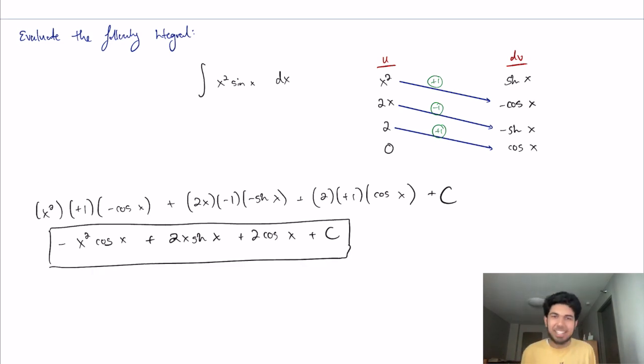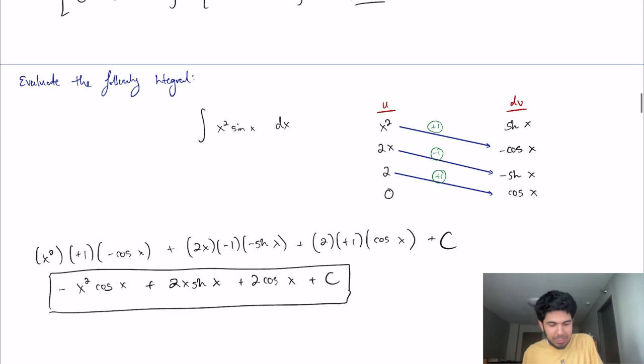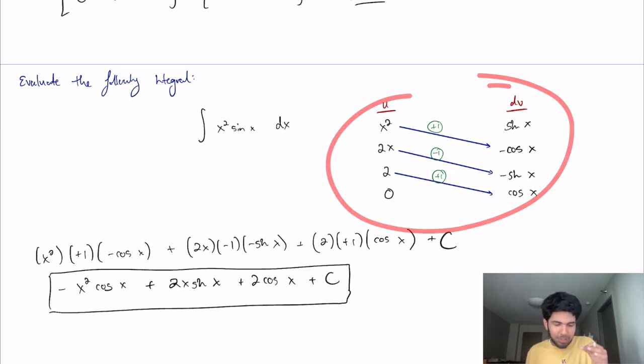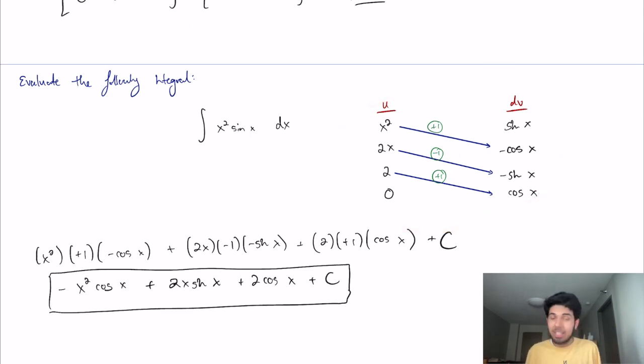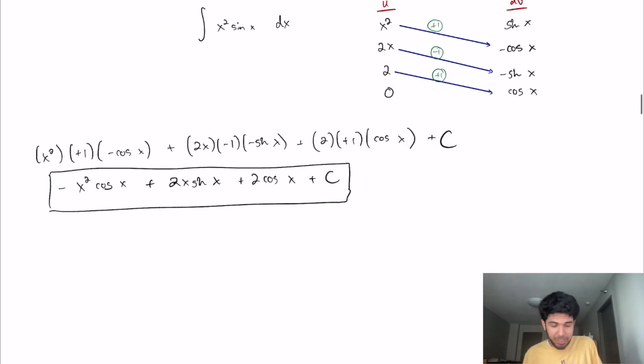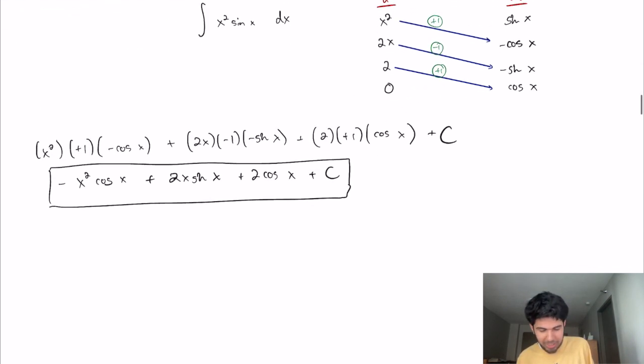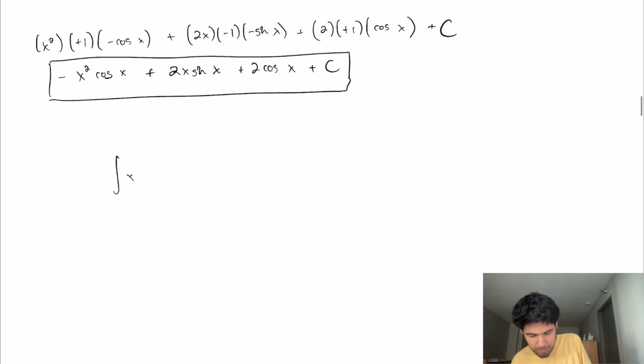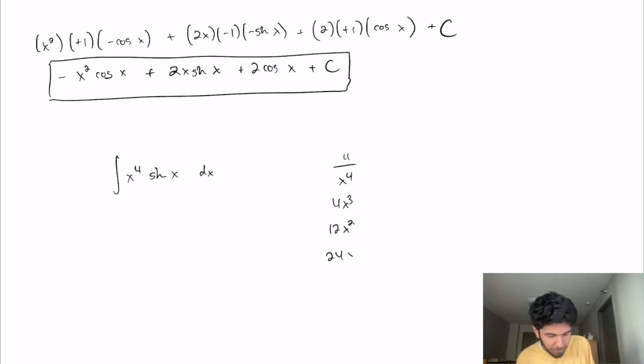Look how easy and quick that was. It's a lot of fun. In both of these examples, we only had like 4 steps of this u and dv. You can have many, many more, so I'll give you a very quick example. We won't solve it all out, but if we had x to the 4th sine of x dx, then our u would start with x to the 4th, then we would go 4x cubed, 12x squared, 24x, 24, 0.